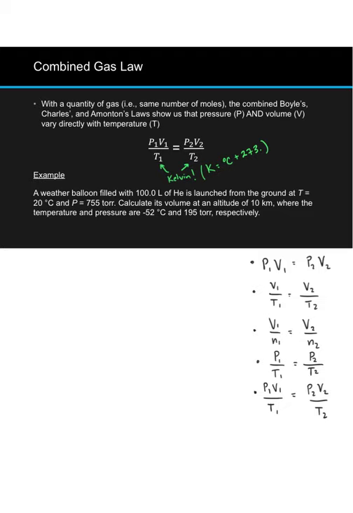In this example, we're going to write down, just like we did in the previous ones, a list of all the information that we're given and the quantity that we're trying to find. We're told that initially the pressure is 755 torr. That's a P1.